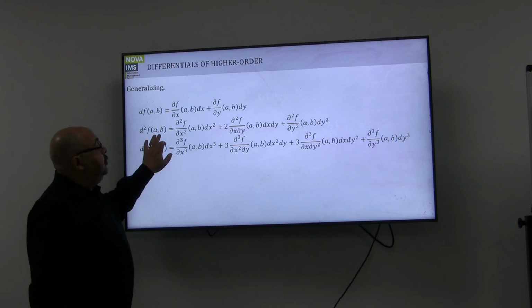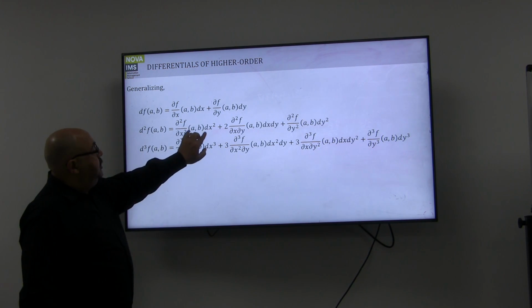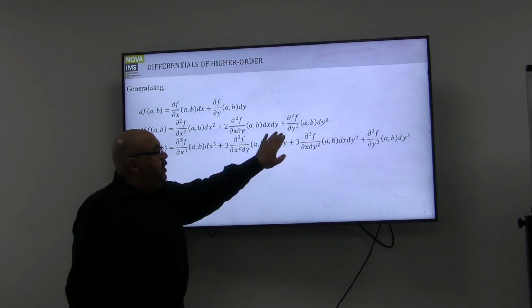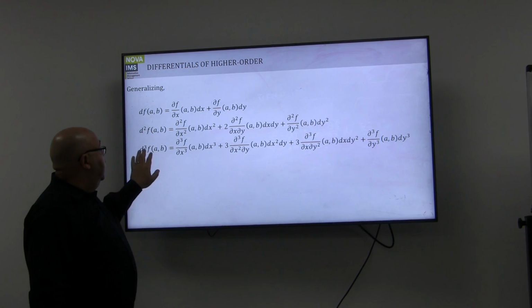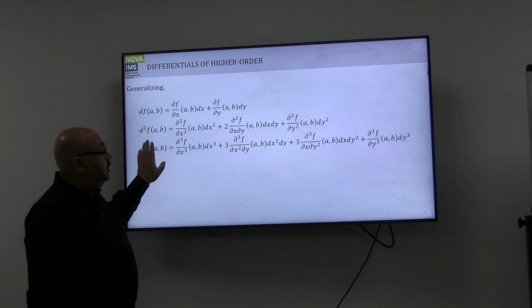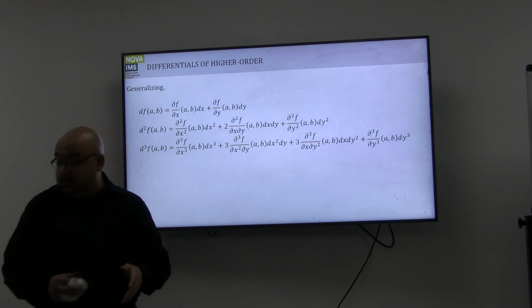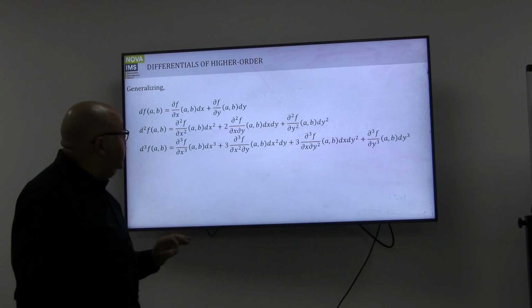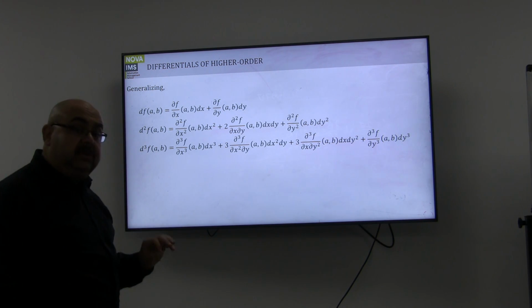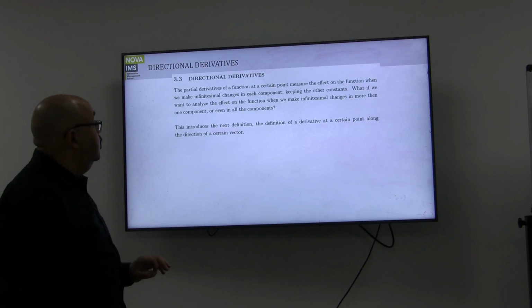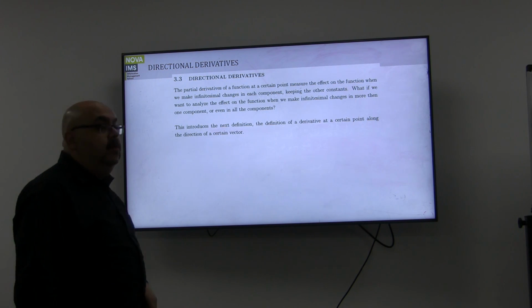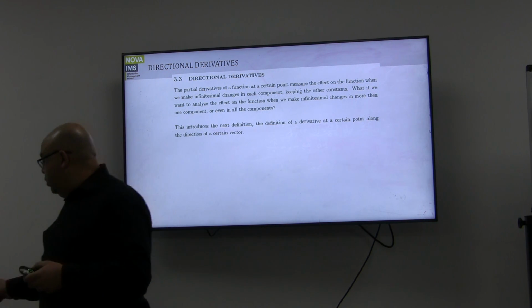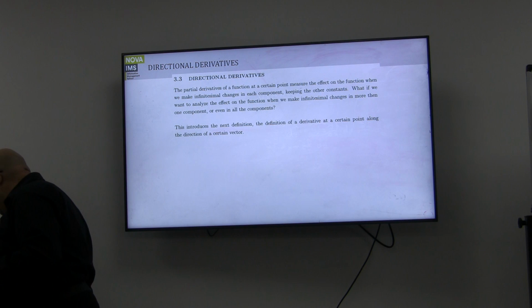That's the differential for the second order, which is, as you can see, just following the equation. And that's for the third order. This is going to be the equation also. So if you are asking about the differential, those are the three equations that we can use for first, second, or third order. Now, we have another topic to talk about, which is the directional derivative.